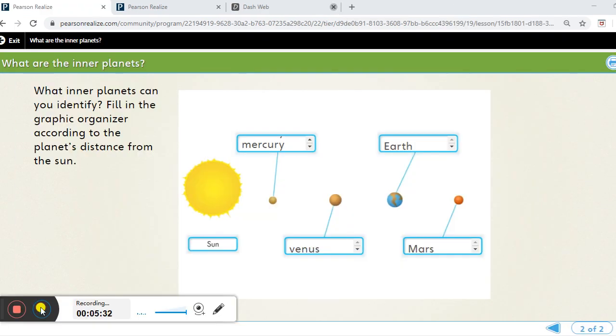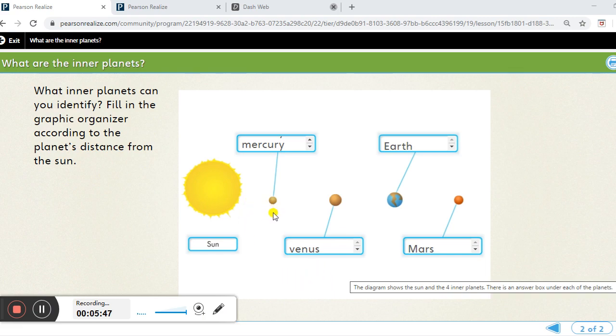What inner planets can you identify? Fill in the graphic organizer according to the planet's distance from the sun. You can draw it. I need you to draw this on your notebook. The sun and the 4 inner planets.